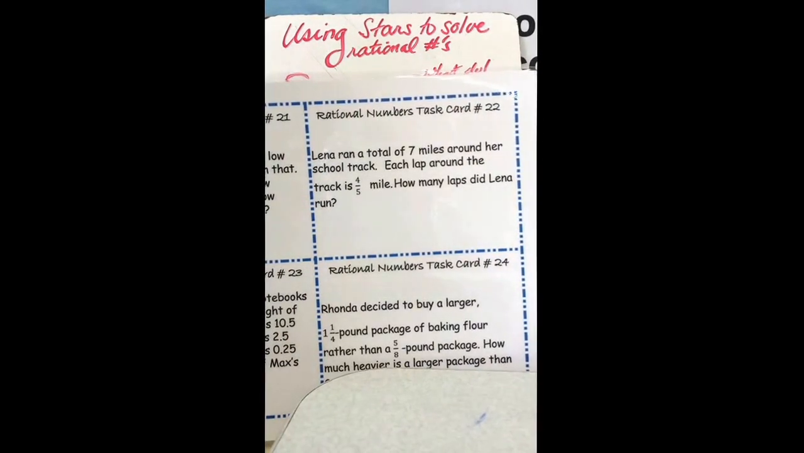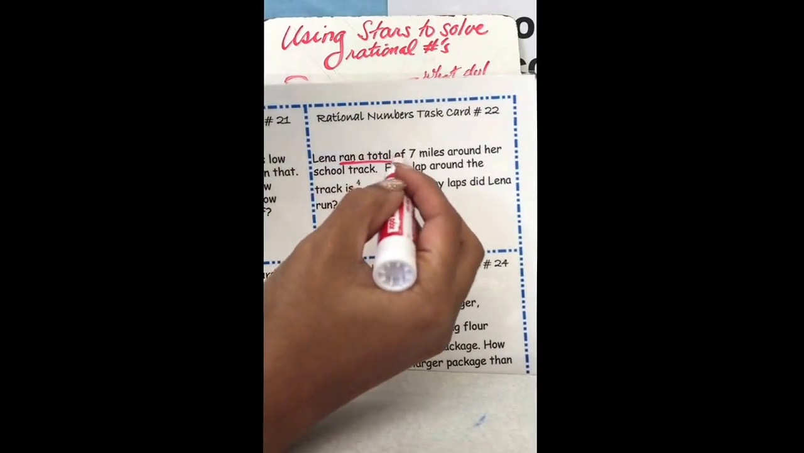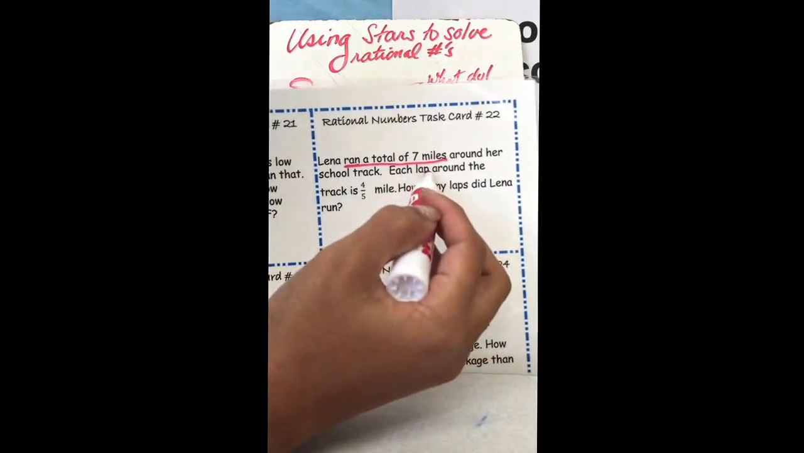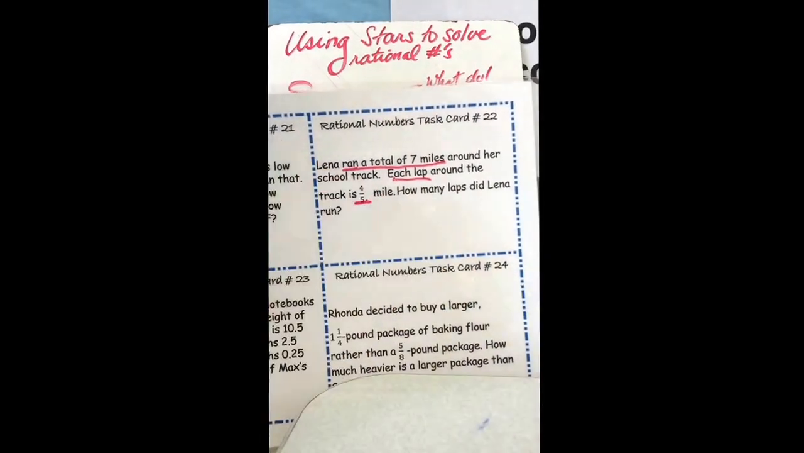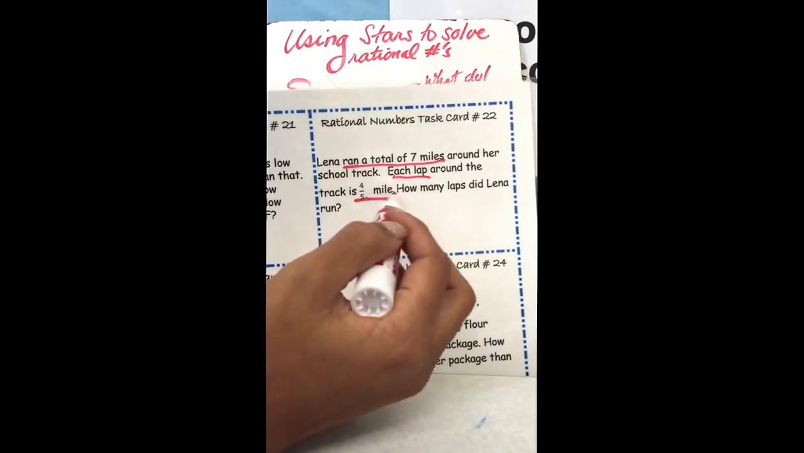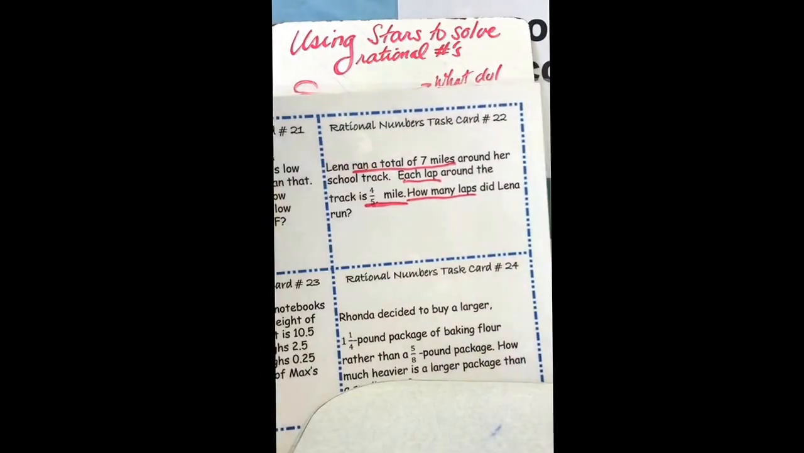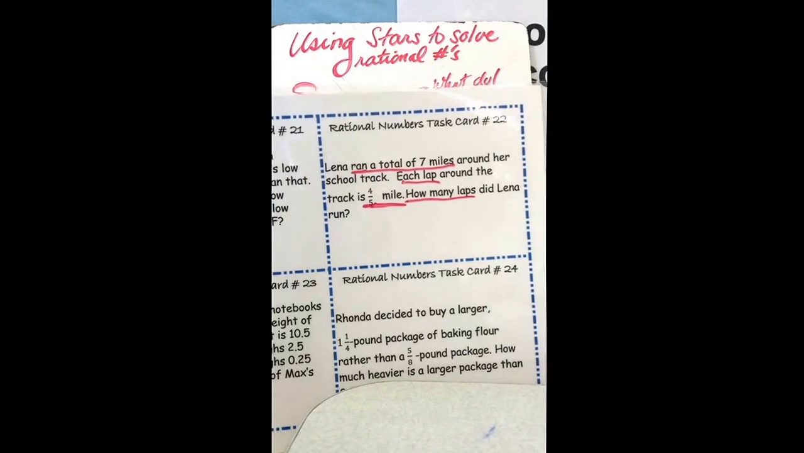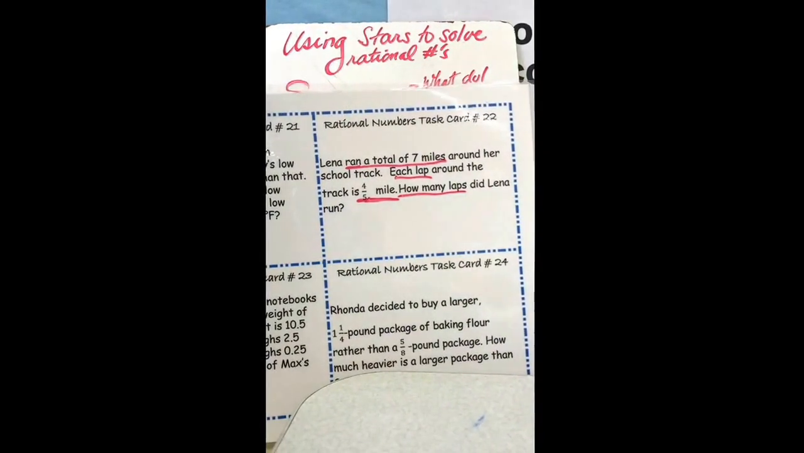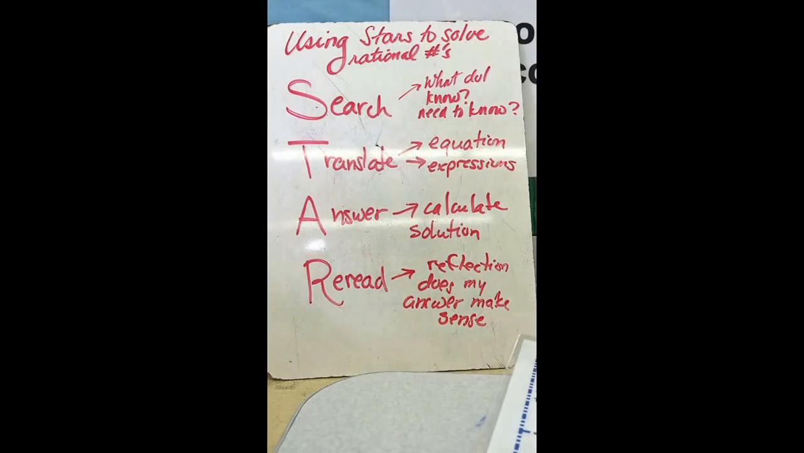Okay, so let's search through the problem. What do we know? We know that she ran a total of 7 miles. That's always good to know, my total. And we know that each lap was 4/5. So every time she ran around, it was only 4/5 of a mile. And I want to know how many laps did she run around? So how many times of her running around this track does she need to do to get to 7 miles? Okay, so I searched through and I have what we need to know.